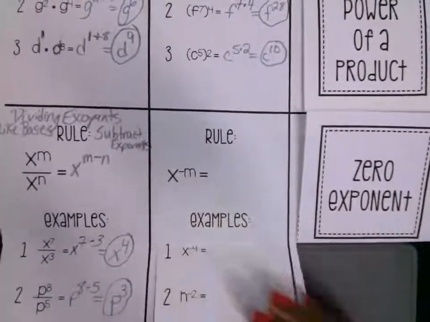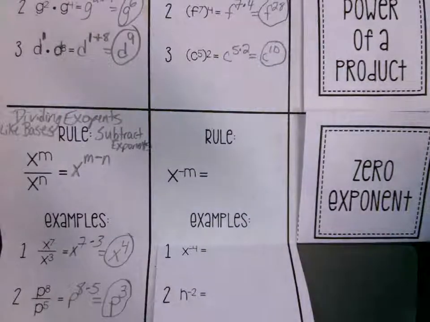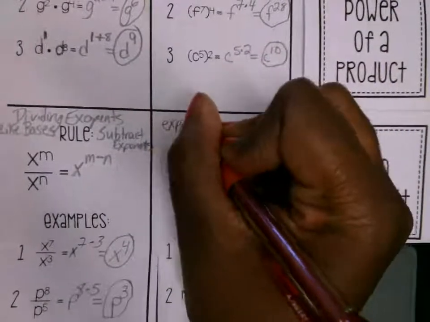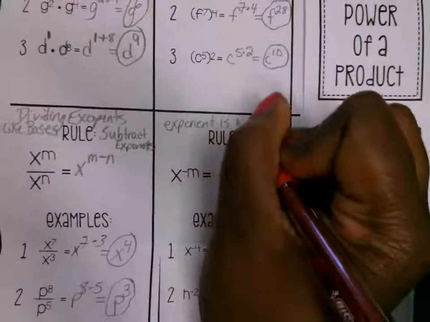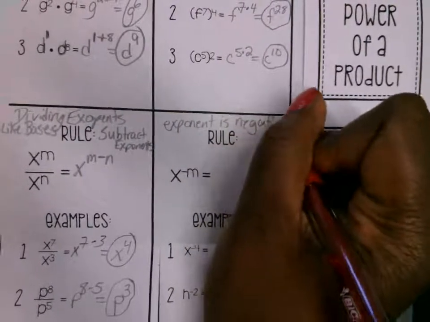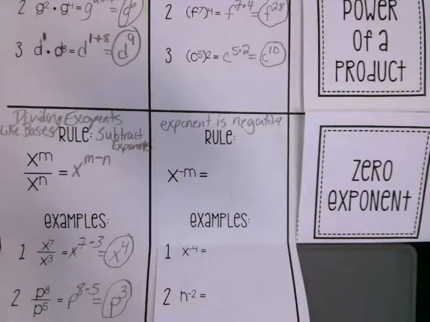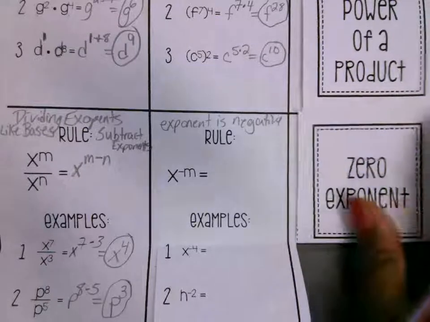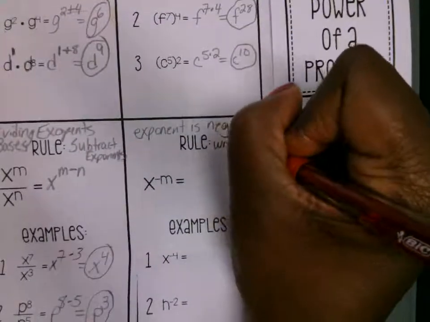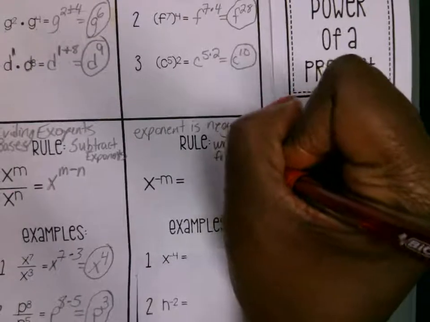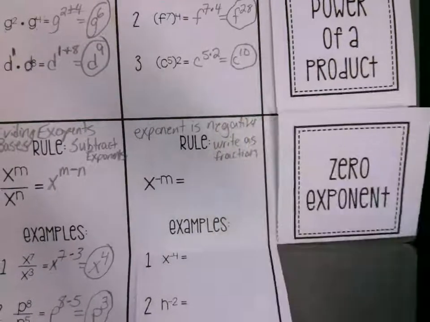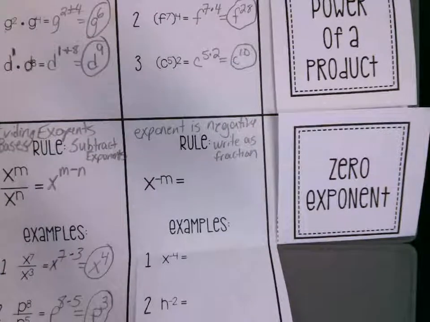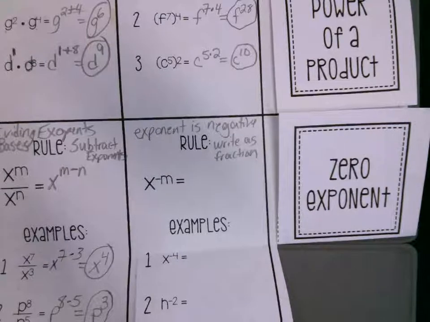All right, negative exponent. This is when your exponent is a negative number. When your exponent is negative, the rule is you're going to write it as a fraction. You're going to do the reciprocal. The numerator is going to become the denominator, and the denominator is going to become the numerator. So this is how that works.